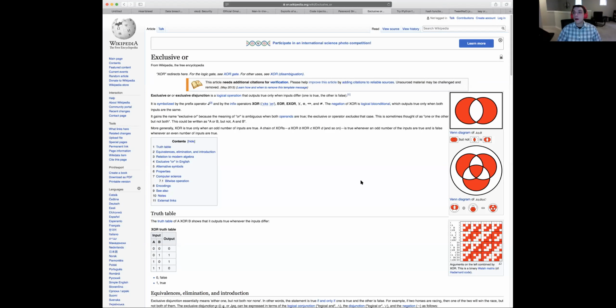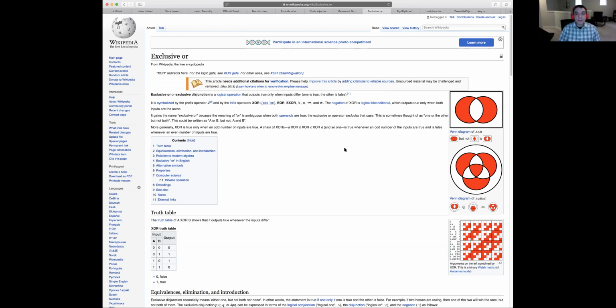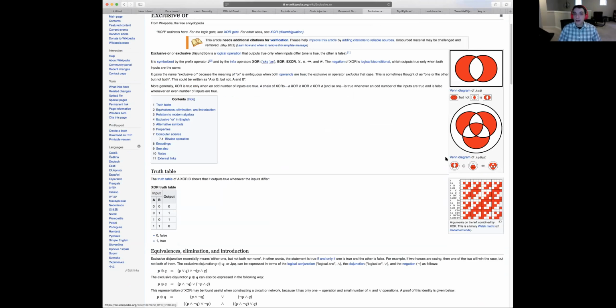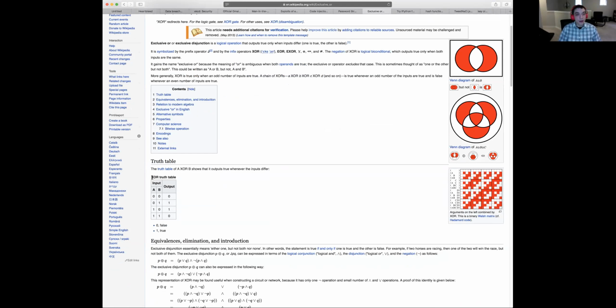So let's talk about cryptography. But first, let's talk about XOR. XOR, as you already learned when you learned a little bit about bitwise operations, means exclusive OR. And it's basically summarized as these pretty diagrams here, but I think it's best summarized with a simple truth table.